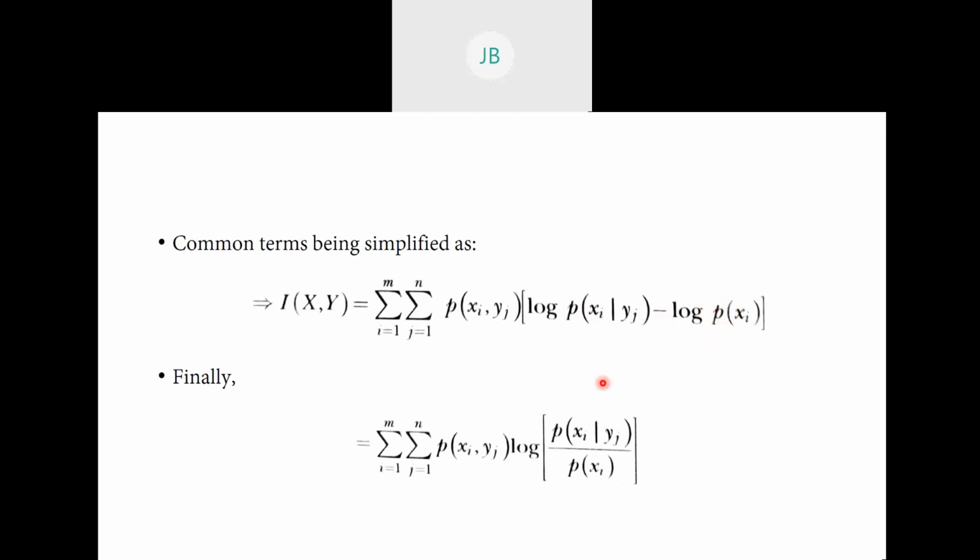And this leads us to this term, that is P(xi, yj) log of a by b, because we have the term here log of a minus log of b, that can be simplified as log of a by b. So this is the final relation we need to establish. So mutual information between x and y is equal to this term. So we have established the relation here again.